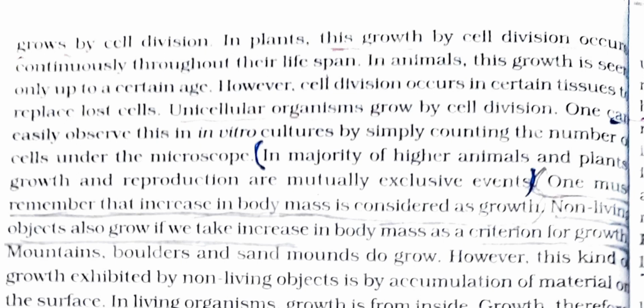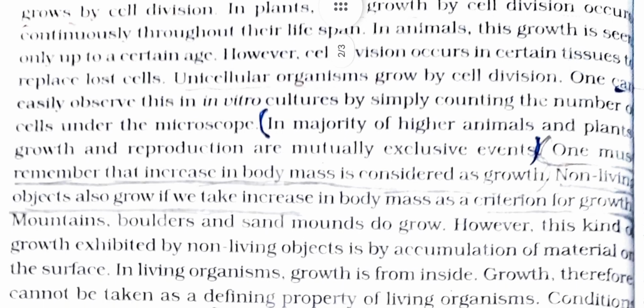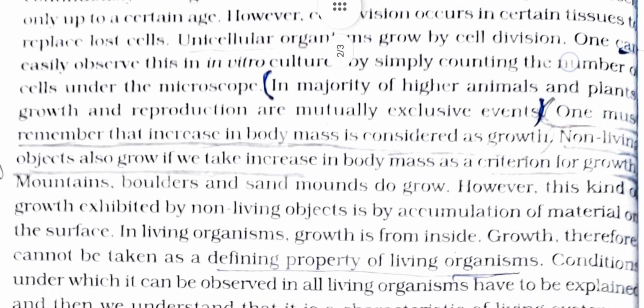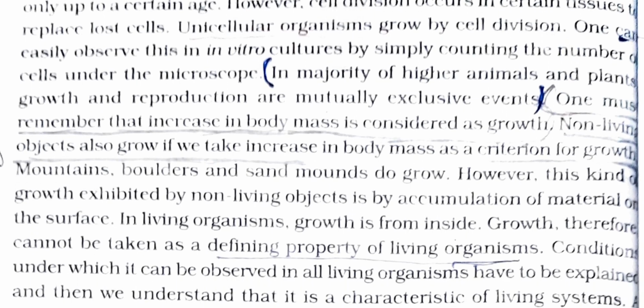Then if in a box there are 10 kilograms of goods and we add 10 kilograms more, then the weight of that box increases. So can we say that it is living? No, we cannot say that it is living. Non-living objects also grow, that means mountains, boulders and sand mounds do grow. However, this kind of growth exhibited by non-living objects is by accumulation of material on the surface. In living organisms growth is from inside. In non-living things growth is from outside. Like in the small box with 10 kilograms of goods, we added 10 kilograms from outside and increased the mass. But in living things, the growth happens by cell division inside the body.